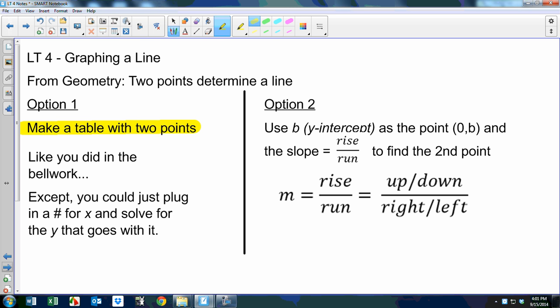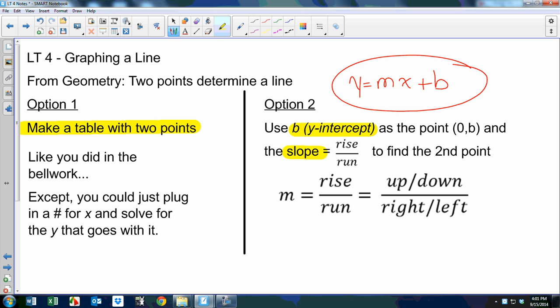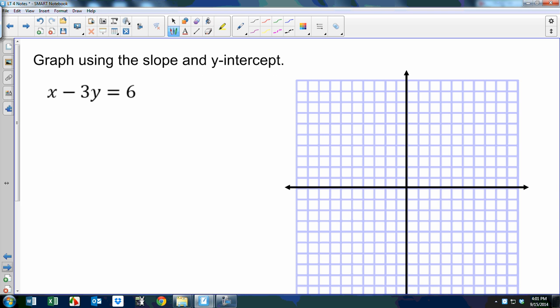But the other way of graphing a line is the one that I want us to really focus on and actually use here because it's going to be more beneficial to what we're doing in Algebra 2. We're going to graph it using its y-intercept b and its slope m. All right, so just a reminder, we did this in learning target 3, y equals mx plus b. If we can write the equation in that order, we can identify the m and the b. So we have one example to graph, x minus 3y equals 6, the one from the bell work. We're going to graph it using slope and y-intercept.